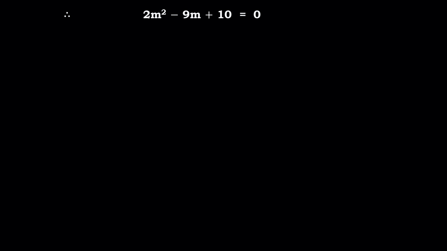So we can write 2m² - 9m + 10 = 0. Now we have to solve this quadratic equation. So 2 into 10 will become 20. You have to take factors of 20 so that the addition will become -9, and we know that 4 fives are 20 and the sign will be minus: -4, -5.